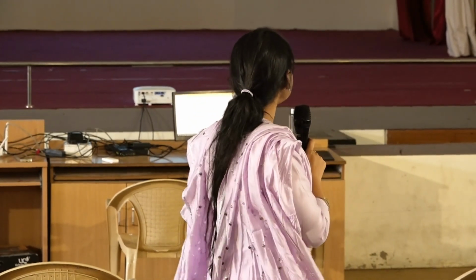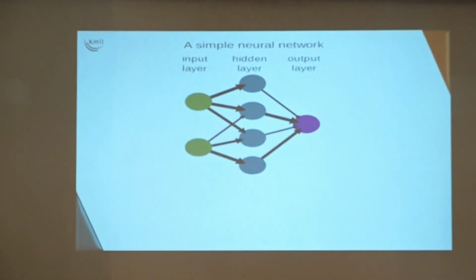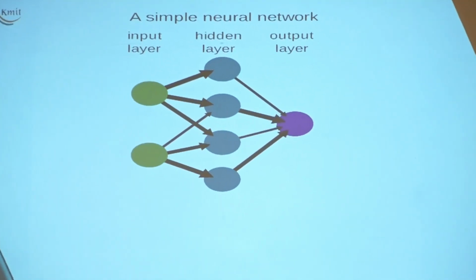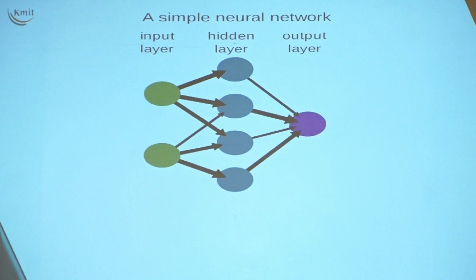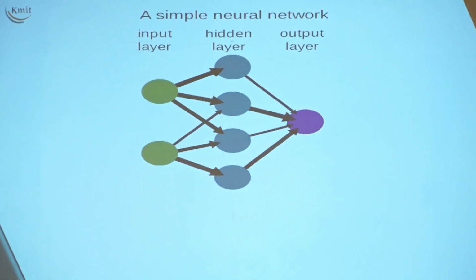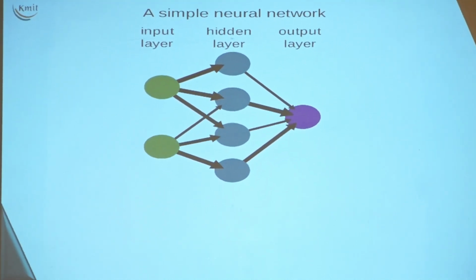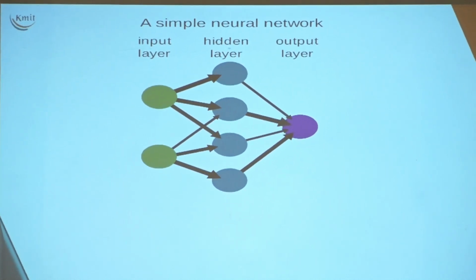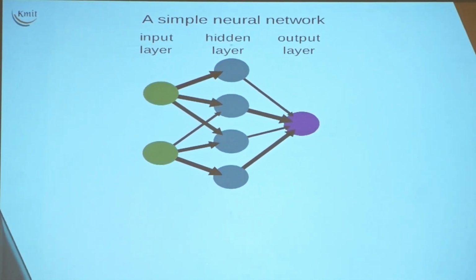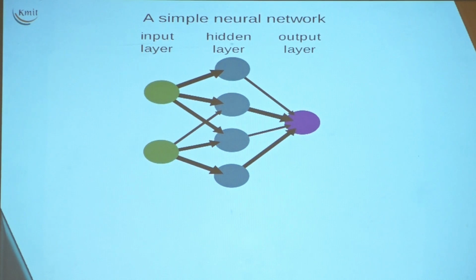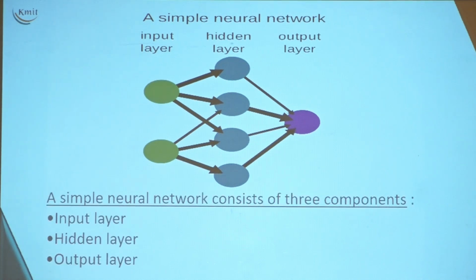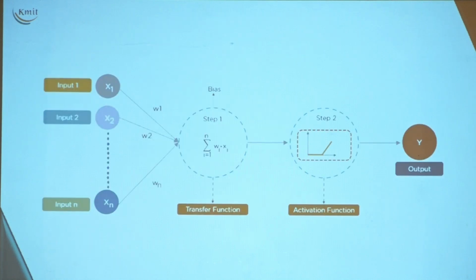How does an artificial neural network look like? Is this a simple neural network? It consists of how many layers? 3. What are they? Input layer, hidden layer, output layer. If we have more hidden layers, we call that network a multi-layer perceptron or a deep neural network or artificial neural network. So a simple neural network consists of an input layer, hidden layer, and then output layer.